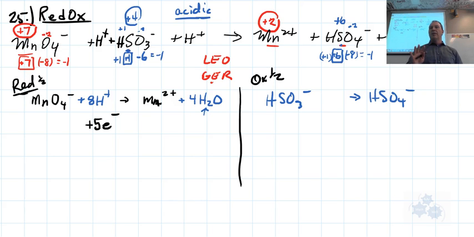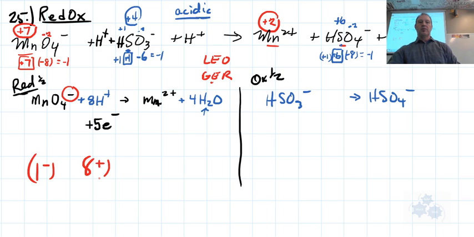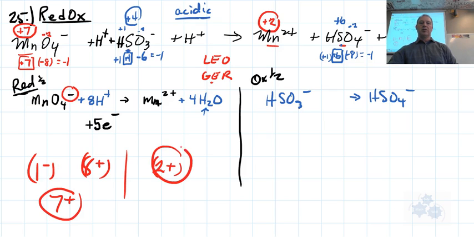Stop me if any of this is not making sense. Okay, what were the charges here? So I have 1 minus, just 1 minus charge, right? I have 8 positive charges on this side, and then over here I just have a 2 plus charge, and then this is neutral. So here we go, 1 minus, 8 plus, I have 7 plus in total over here, and a 2 plus in total over here. Okay, so it's just the charges on the ions. Yeah, does that help?